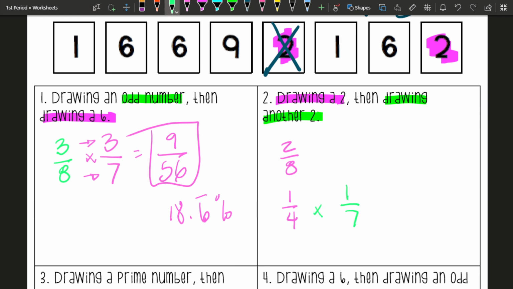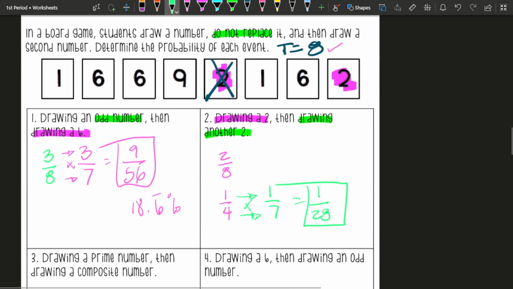You still multiply straight across. This is 1 and the bottom is 28. Can you simplify that? Nope. That's it. Any questions today? We're going to go over that in a little bit.